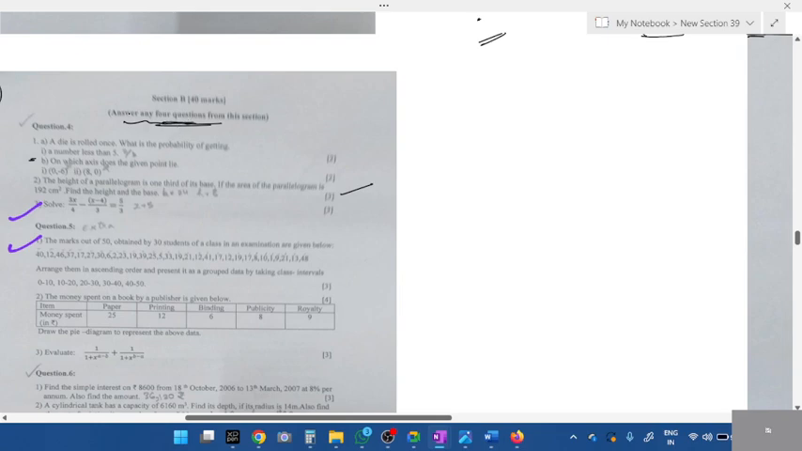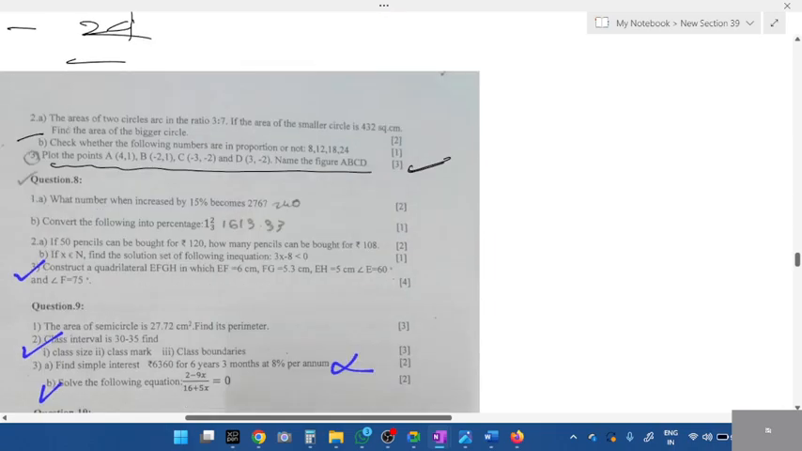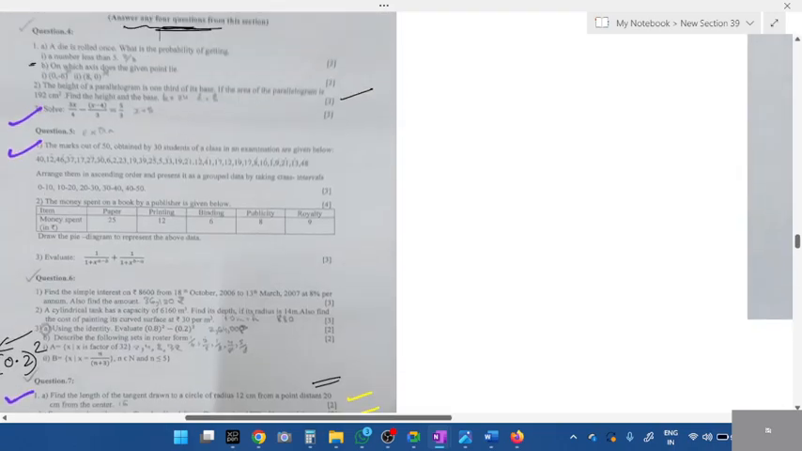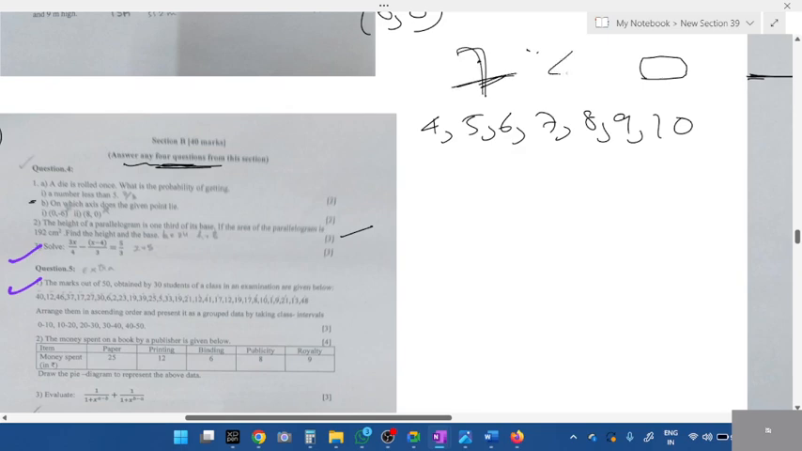How many mains will they give you? Look at 4, 5, 6, 7, 8, 9, 10. Count, students. Total 7 mains, right? Out of 7, how many mains do you have to attempt? 4. So choose those mains wisely.